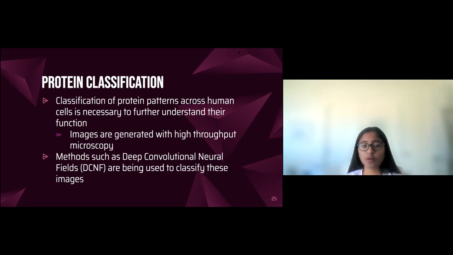How this works is images of proteins are generated using high throughput microscopy, but they're generated so fast that it's not possible for a human to sit through and classify each and every one of the proteins in those images. So that's why we're trying to develop AI algorithms such as deep convolutional neural networks that can be used to classify the proteins in these images.